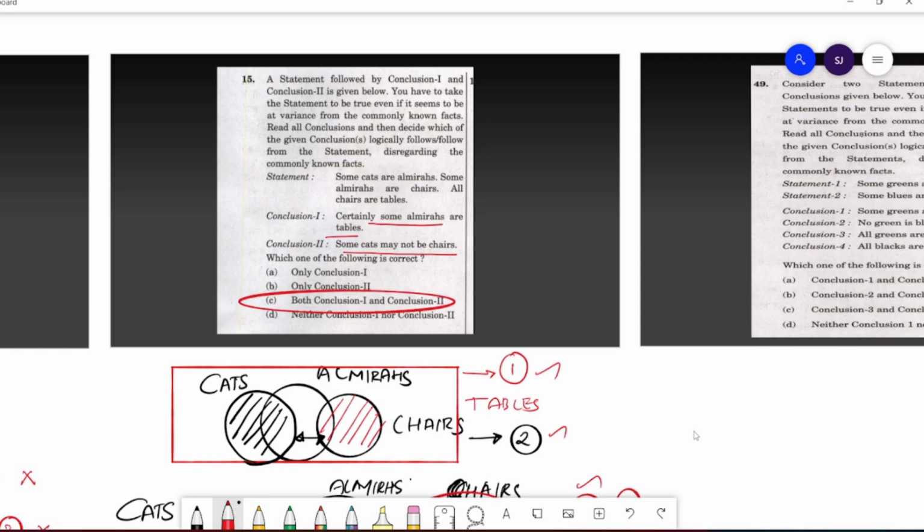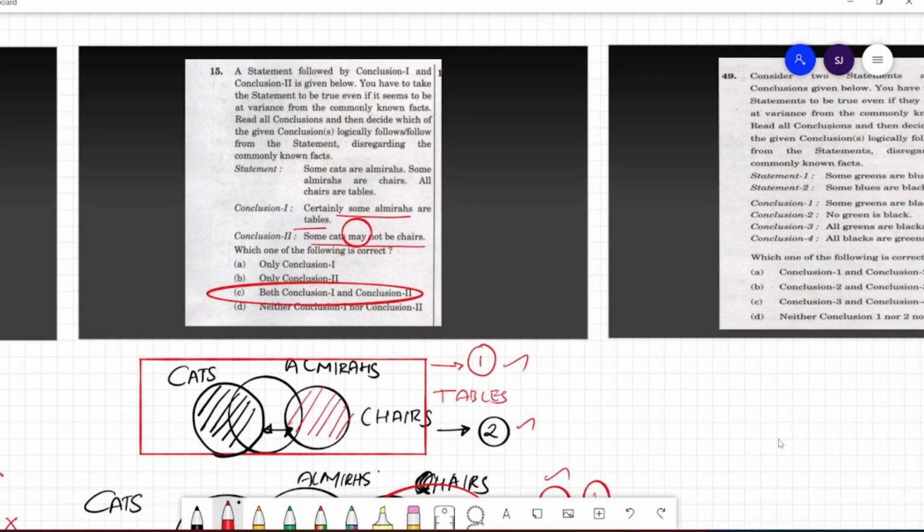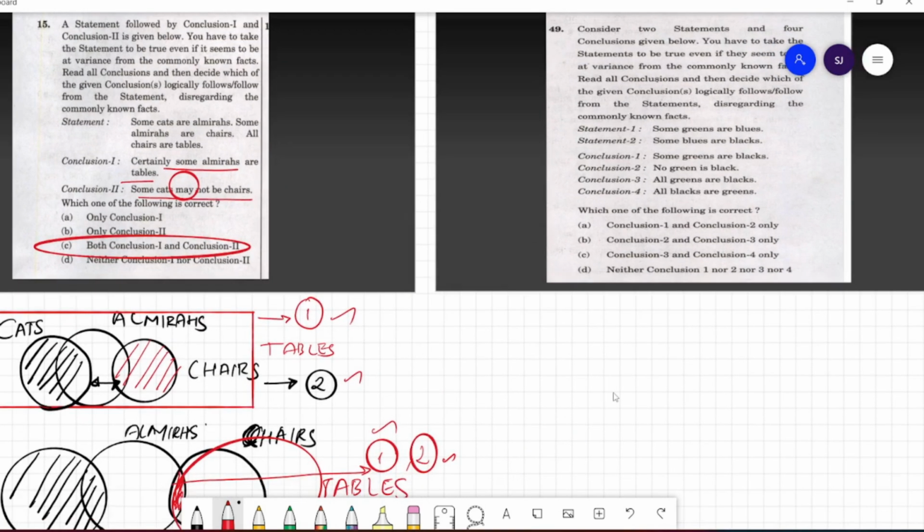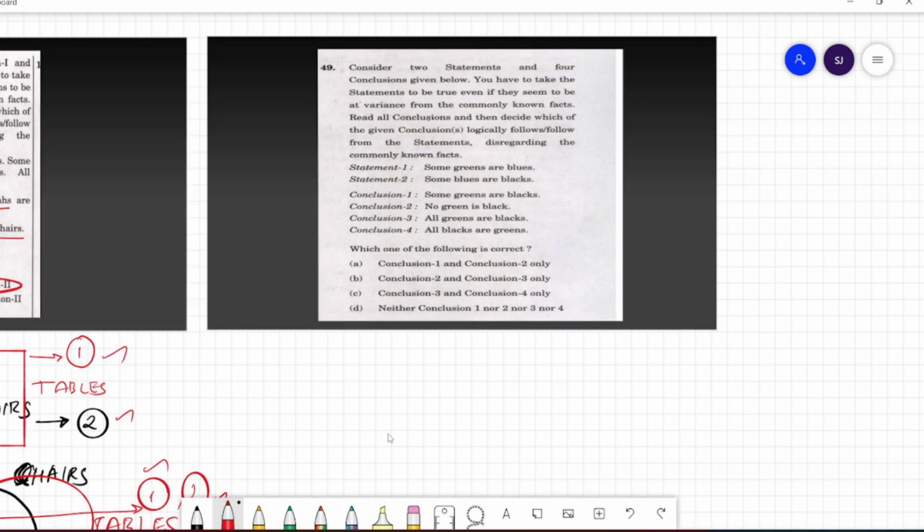And also, if you think about it, they have given us "may". So there may also be, if you think about it, they have given us not certainty. That is, there may not be chairs if it is not certain also. But this is how you should derive answers using the diagram, and then fill in the answers in your OMR sheet.